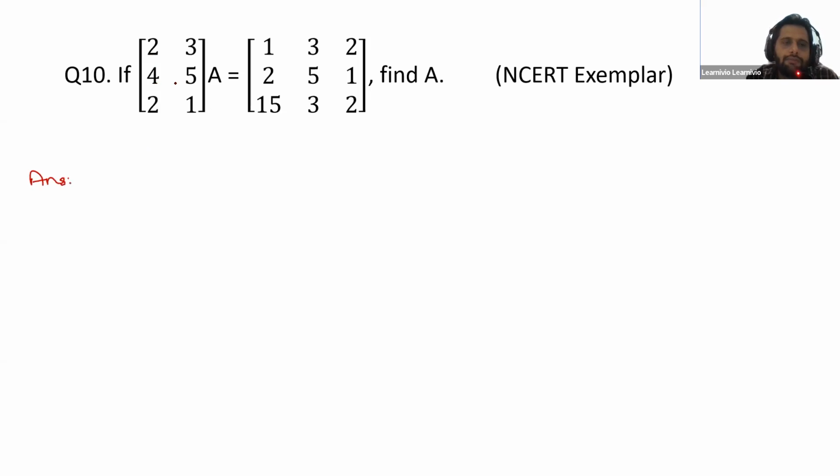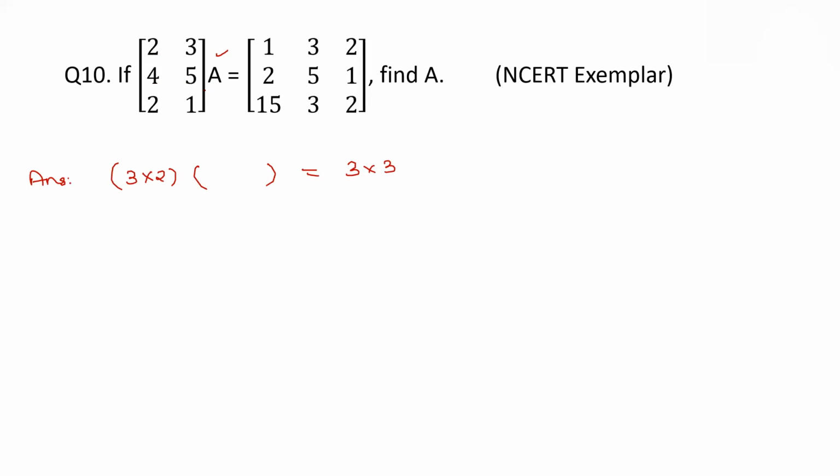The order of the first matrix, this is 1, 2, 3, 3 rows and 2 columns. The second we need to find, and the third is a matrix, 3 by 3. So can anyone tell me what is the order of the matrix A? 3 by 3? No, not correct. Please check it again. Yes, Shiva. Sir, is it 2 by 3? 2 by 3, very good.